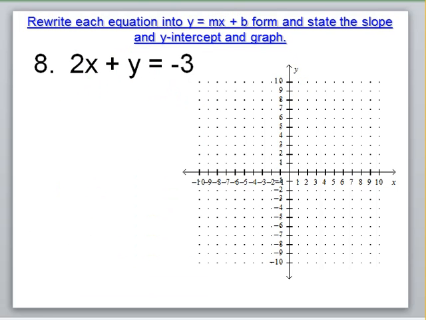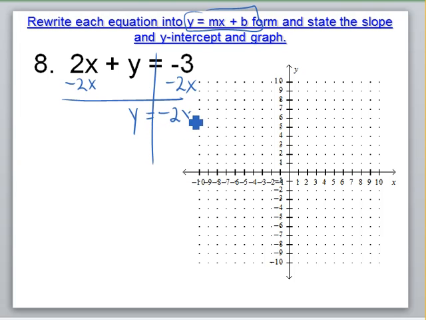The next example, the first thing we always want to do is put it in y equals mx plus b form. So we're going to solve for y. We're going to do that by subtracting 2x off both sides. When I do that, I end up getting y equals negative 2x plus negative 3. I'm going to write y equals mx plus b underneath here. I see that my m is negative 2, and I see now that my b is negative 3.